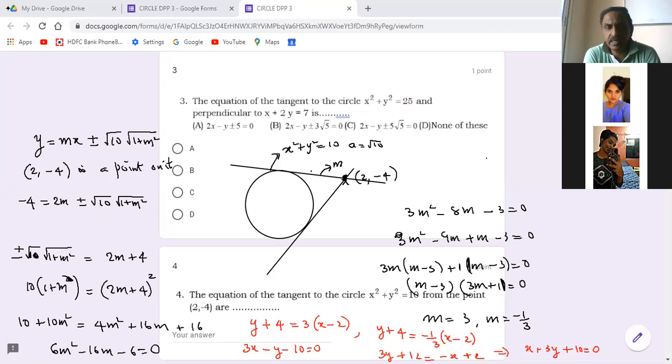Yeah, and here there can be a blunder that we can create. What is a blunder that probably you can create? After calculating m, you should not substitute in the equation of the tangent. Otherwise, we'll get 4 equations. You will get 4 equations, but actually there are only 2 equations. So we must use slope point form.